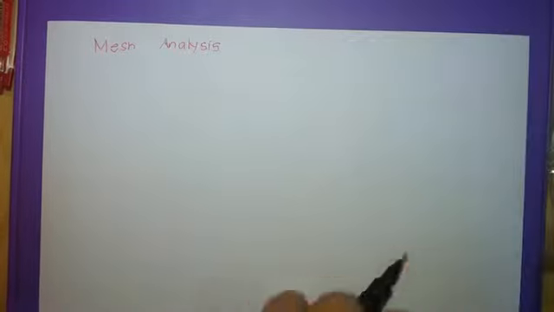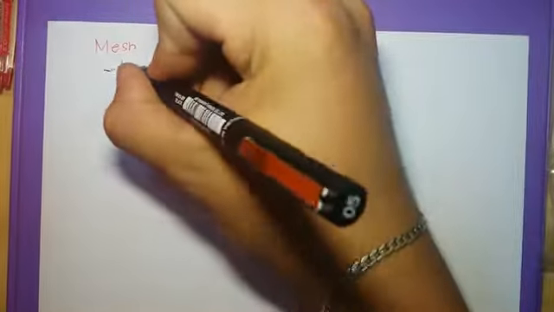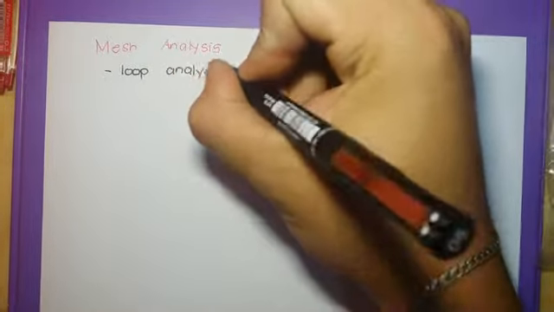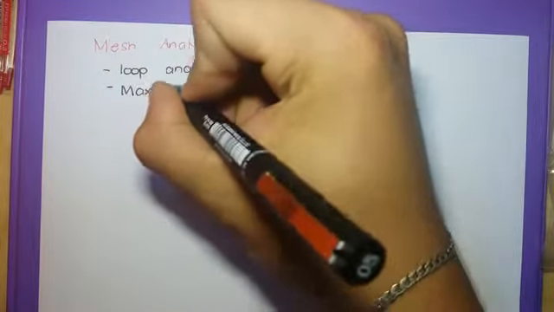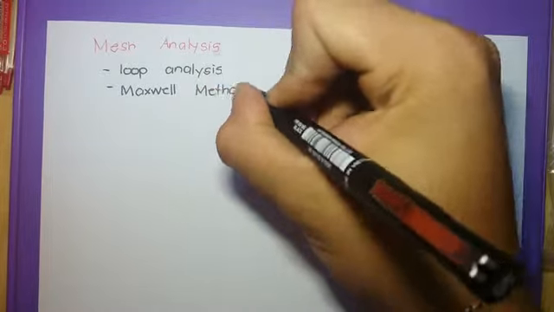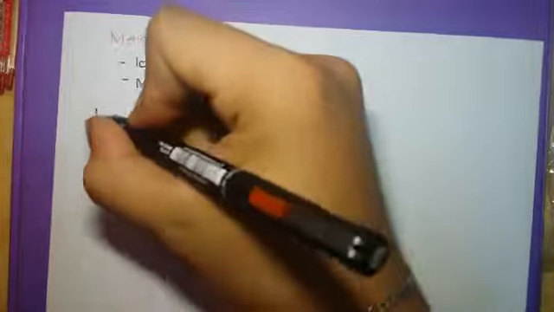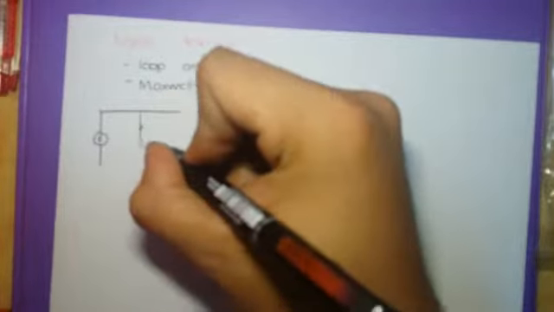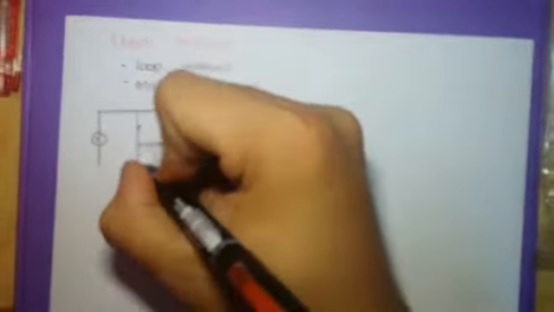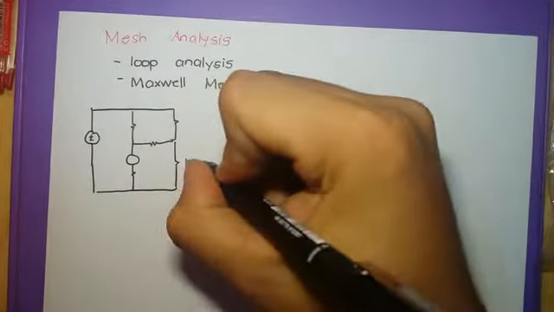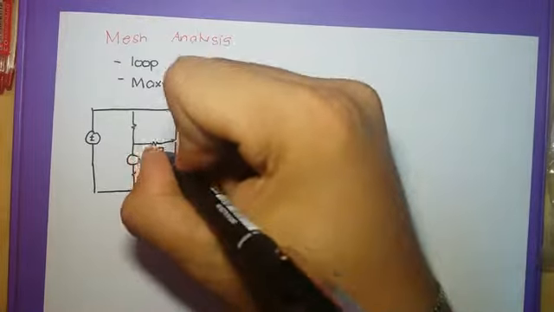The next topic to be discussed is about mesh analysis. This mesh analysis is an alternative method that is sometimes easier to apply to certain circuits. It is termed as loop analysis, but normally called the Maxwell method. So today I will give you a certain circuit to which mesh analysis can be applied. So I include two sources which are 7 volts and 6 volts, 5 resistances which are 2 ohms, 1 3 ohm, and 1 2 ohm.